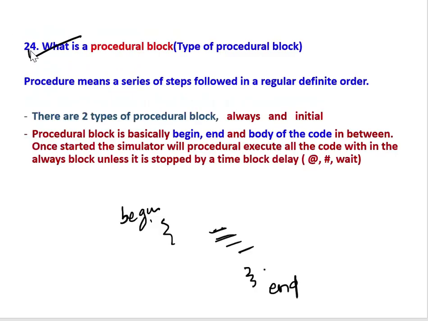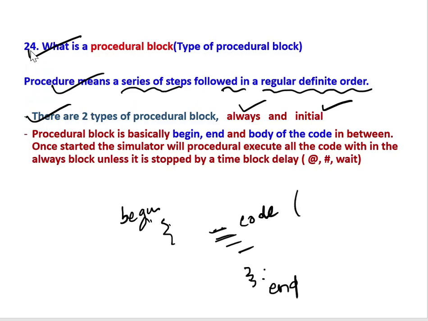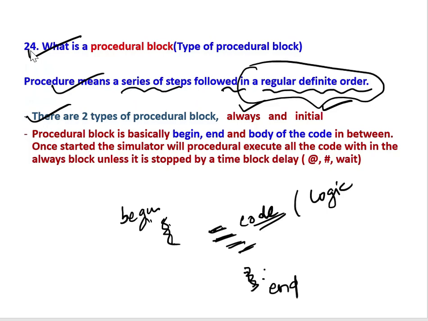What is a procedural block or type of procedural block? Procedure means a series of steps followed in a regular definite order. There are two types of procedural block in Verilog. One is always, another one is initial. A procedural block is basically begin and end, and in between begin and end there is the body, or here is your code or your logic. Whatever is written inside this procedural block, inside this begin and end, all these lines, all this code is executed in a regular definite order. Because of that, it is called a procedural block. Okay.